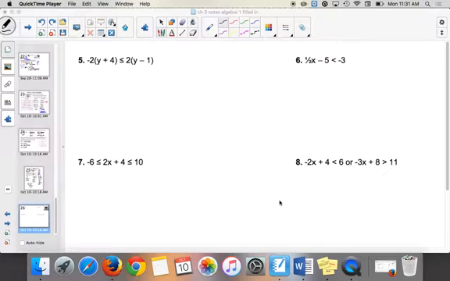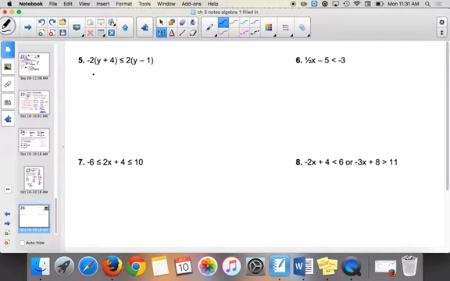First distribute the negative 2n. So you should have negative 2y minus 8 is less than or equal to, and distribute the 2n as well. So you're going to have 2y minus 2, like that.